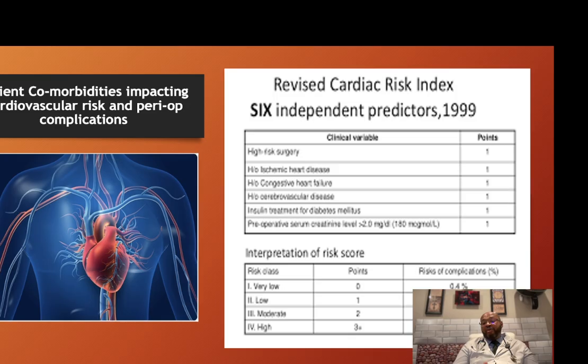History of a stroke will get 1 point. If you're diabetic and you're on insulin, you get 1 point. If your pre-op serum creatinine is more than 2.0, which is around CKD stage 3B/4, you get 1 point. And the way we interpret this risk score is we add up all the points, and if it is 0, then it's very low risk, 0.4%. If it's 1, it's low risk, 0.9%. If it's 2 points, moderate, it's 7% risk. And of course, if it's 3 points and above, then it's 11% and above, it's high risk.